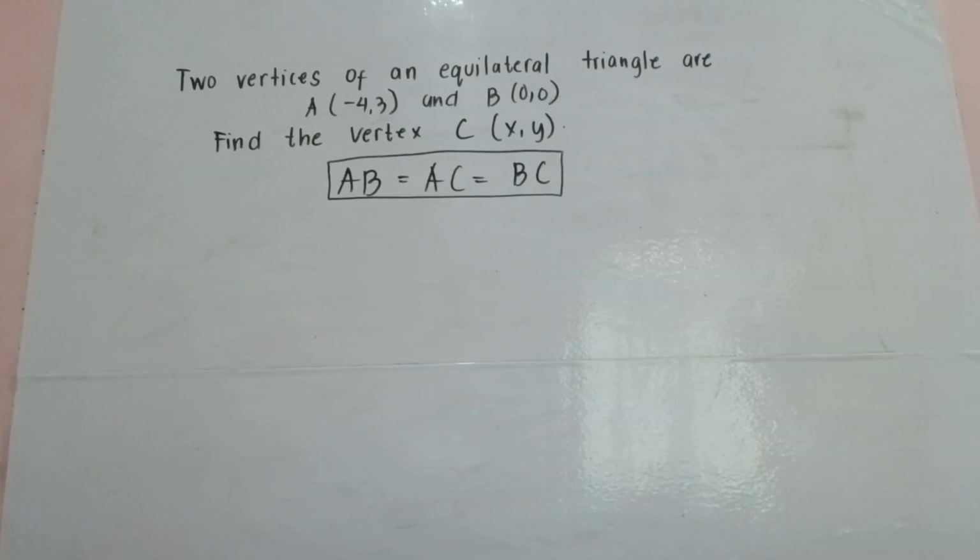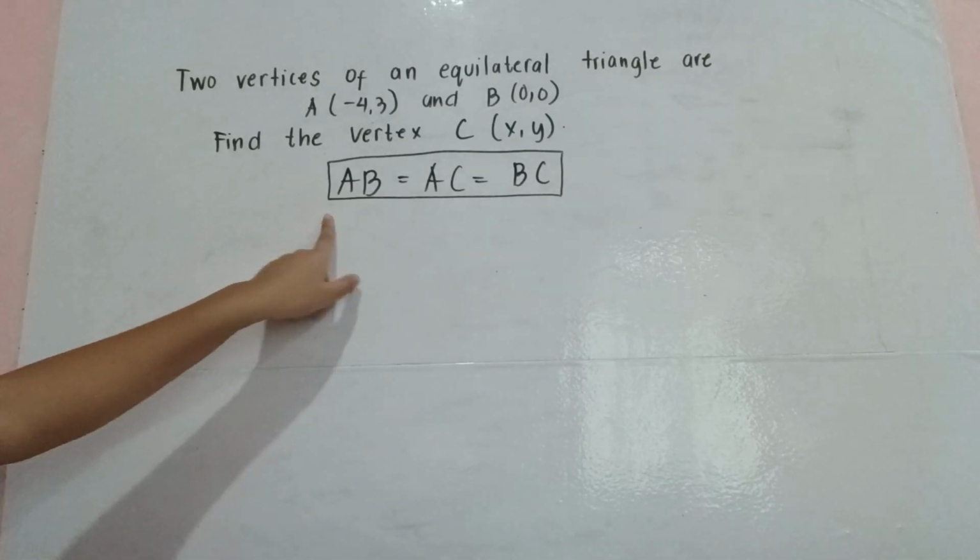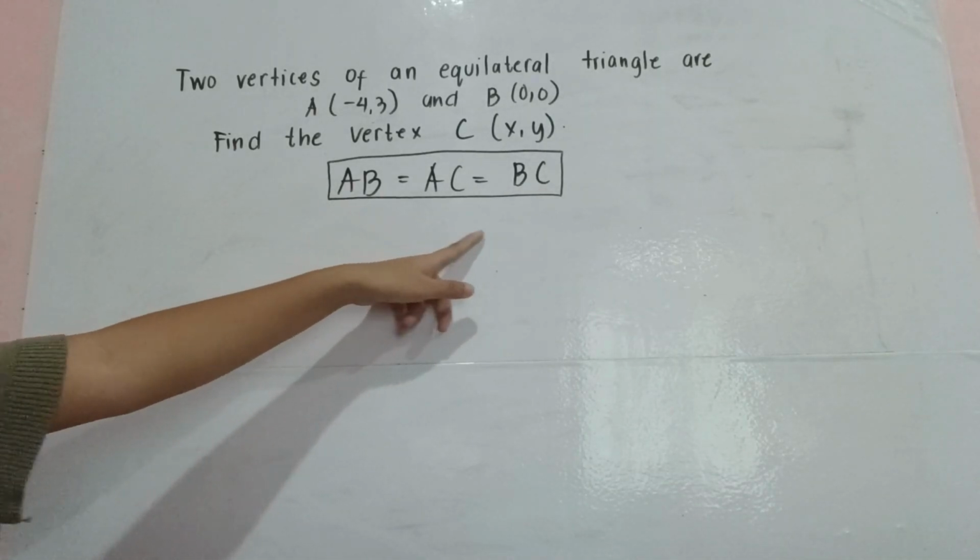Example number 3. Two vertices of an equilateral triangle are point A, (-4, 3), and point B, (0, 0). Let's find the third vertex. We are asked to find the third vertex of an equilateral triangle. Recall that all sides are equal in length. So, the distance from C to A must equal the distance from C to B, and both equal the length AB. So we have here, AB is equal to AC is equal to BC.